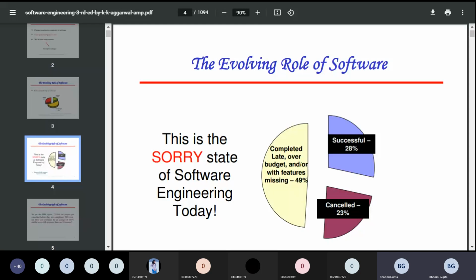Okay, is that clear that I'm talking about the book by K.K. Agarwal, Professor K.K. Agarwal and Professor U.K. Singh? Okay, is that clear which book we are referring and whose PDF is this? As you can see, the name is Software Engineering, third edition by K.K. Agarwal. Okay, is that clear, beta? Please respond.